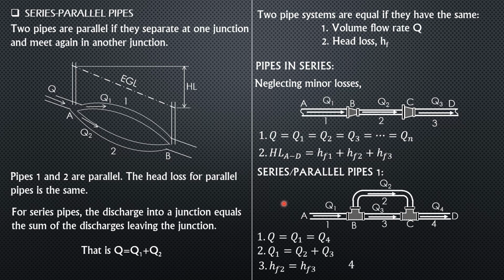Then for the total head loss, it is HF1 plus HF2 plus HF4. Now you can use HF3 instead of HF2 because they are equal. So that's it.